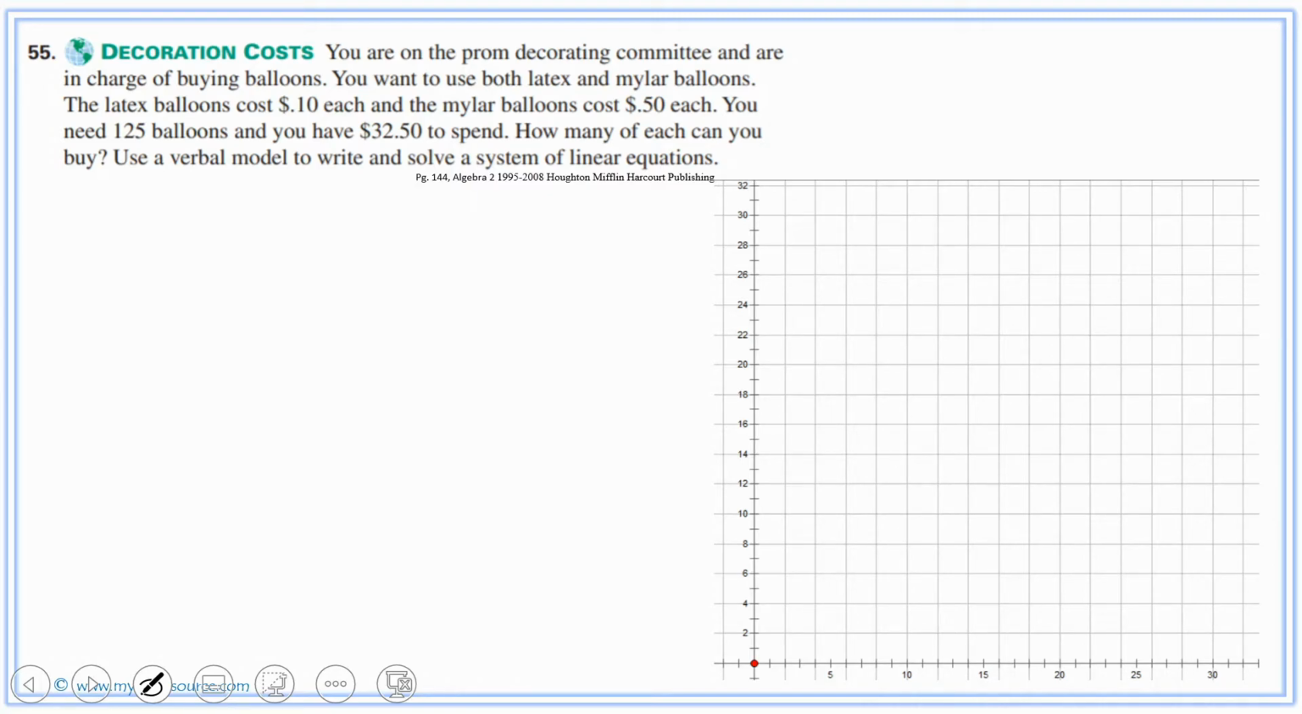All right, so let's go ahead and do this one step by step. Remember, first you need to come up with an equation. You could use L and M for your latex and mylar, or you can use X and Y. I just like to stick with X and Y. So number 55, it says, okay, you're dealing with cost and the amount. So very similar to what we did before. I'm going to need a cost function or linear equation to represent the cost. And so I have the cost, X can be the cost of the latex.